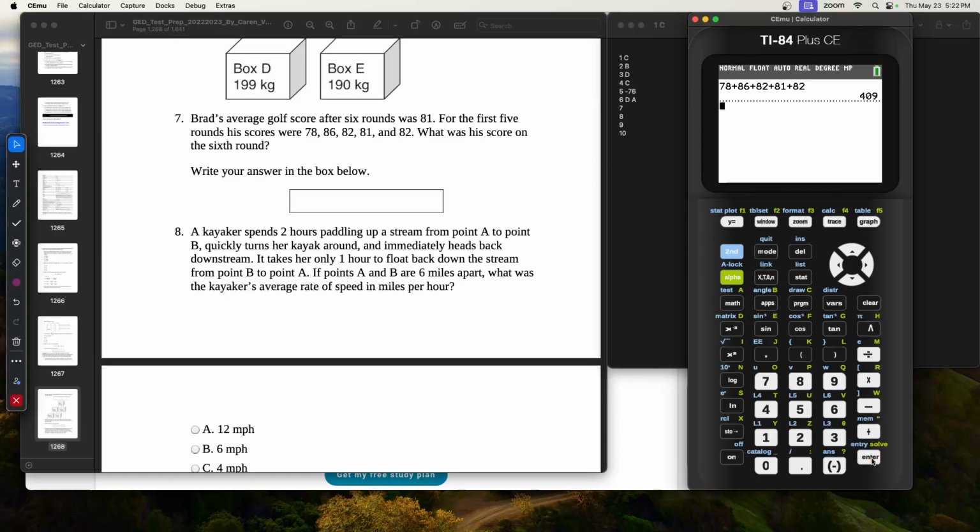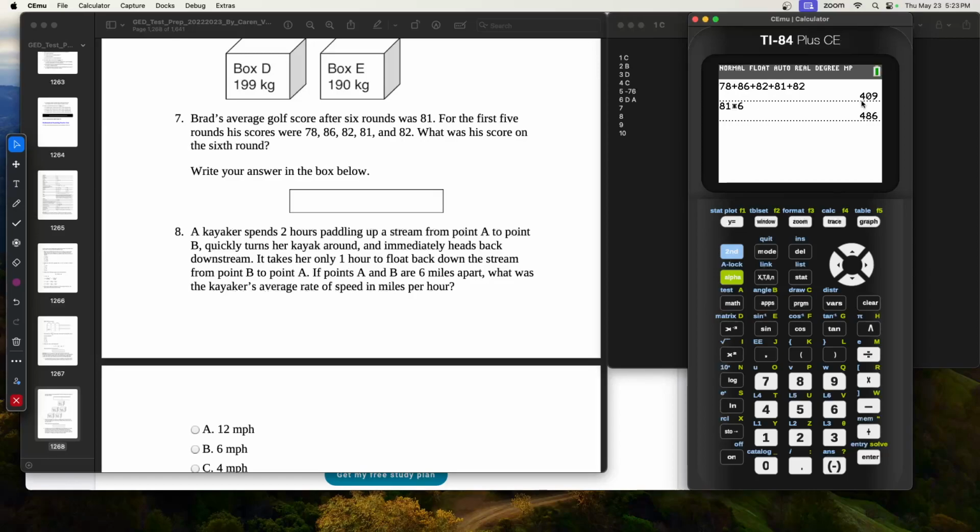And then the other thing that you want to realize is that if his average golf score after 6 rounds was 81, that means his total score was 81 times 6, or 486. Hopefully that's not too complicated. This is definitely something that you need to know for this question. If your average is 81 and you had 6 scores, then your total score is definitely 81 times 6. There's just no way around that.